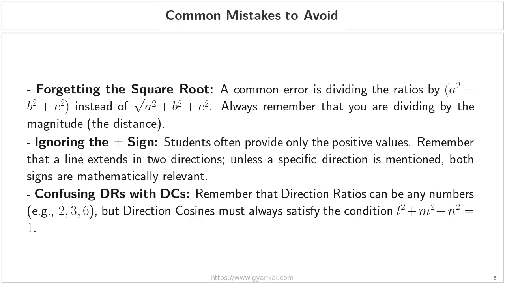Finally, try not to confuse direction ratios with direction cosines. It is easy to get them mixed up when you are working quickly. Just remember, direction ratios can be any set of numbers, like 2, 3, and 6, as you saw in our architect example. However, direction cosines are special. They are normalized. They must always satisfy the condition that l squared plus m squared plus n squared equals 1.